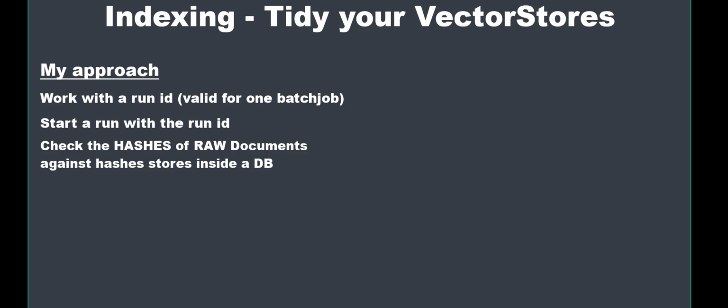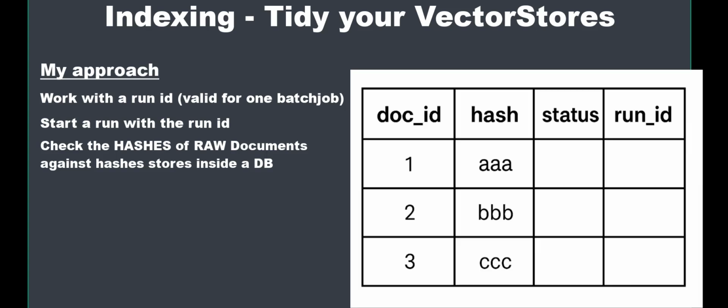For each document, we simply calculate a hash for the whole document and its metadata. Then we look up that hash in a tiny SQL database. If the hash is new, we mark the document as add. If the hash is unchanged, then we mark the document as skip. If the hash changed, we mark the document as update. In every case, we put the current run ID stamp next to the document entry.